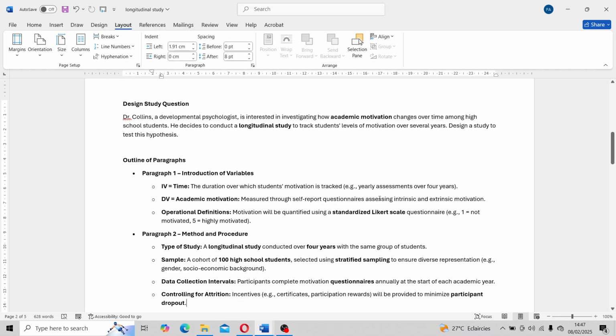Yearly assessment over 4 years, explaining what you mean by that. Now, the dependent variable here is the academic motivation, which is what you're measuring. This can be measured through a self-report questionnaire. A questionnaire is a form of self-report, assessing intrinsic and extrinsic motivation. You can decide to choose just intrinsic alone, or you can decide to choose extrinsic alone.